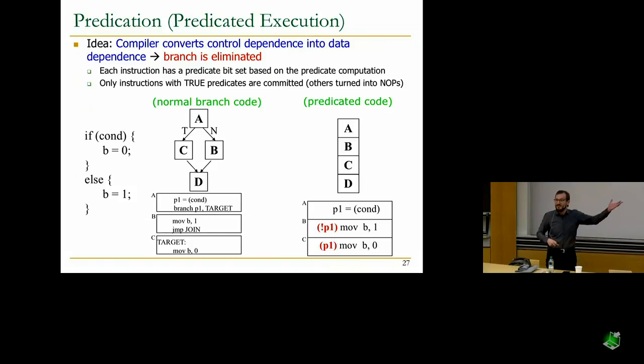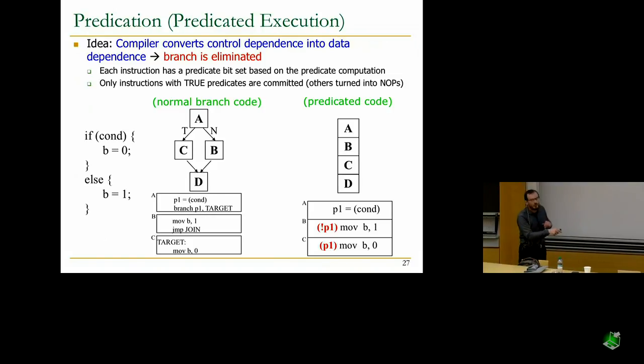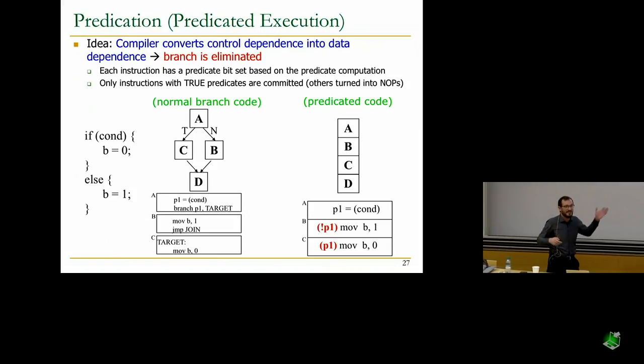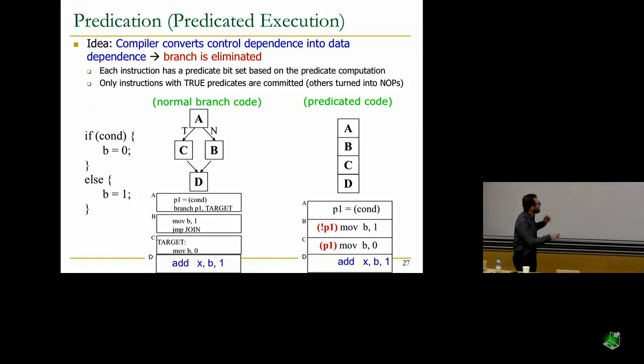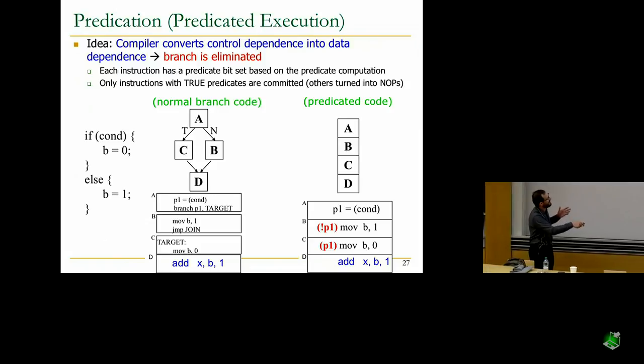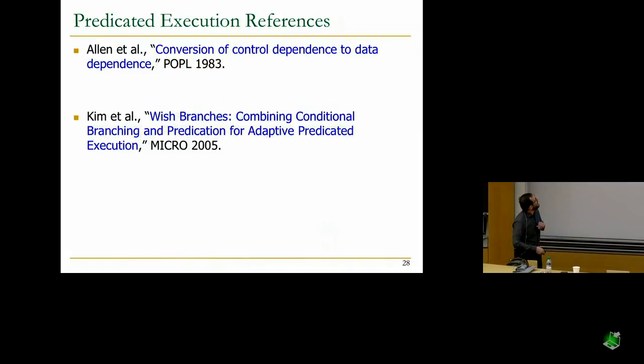And this could be your ISA semantics, right? If the condition is not true, then you move 1 to B. If the condition is true, then you move 0 to B. You've gotten rid of the control flow dependence. Now you can move code nicely and freely while obeying just the data dependencies. And that was the initial motivation for this. Okay, so if you're really interested, you can read this paper that introduced this.